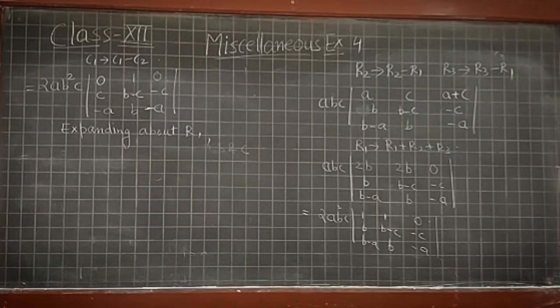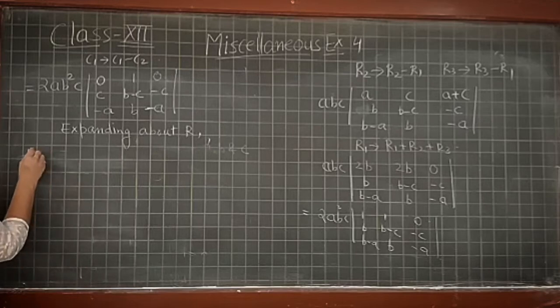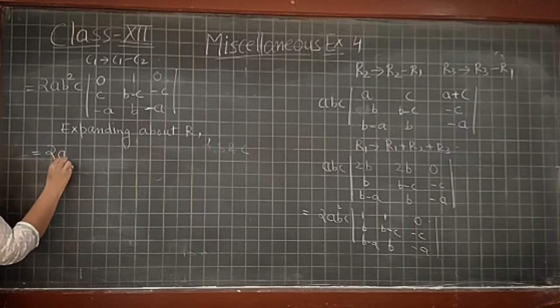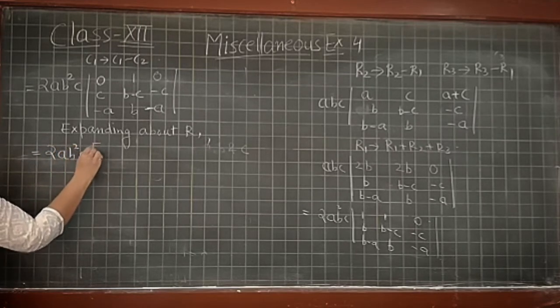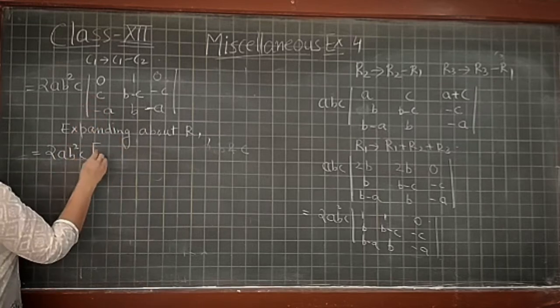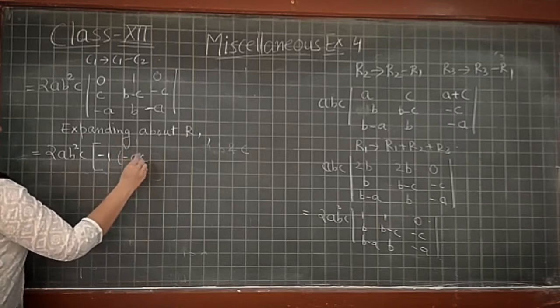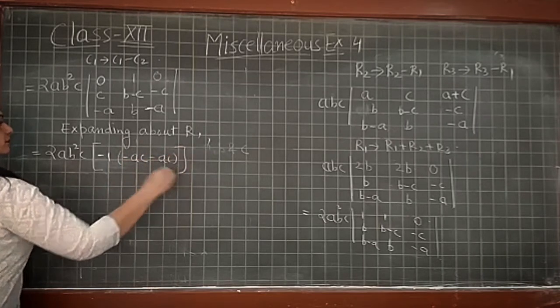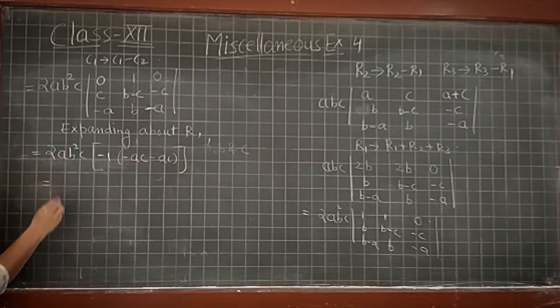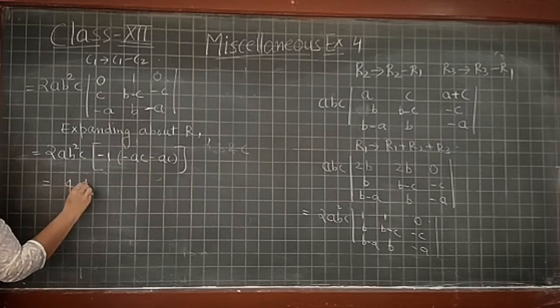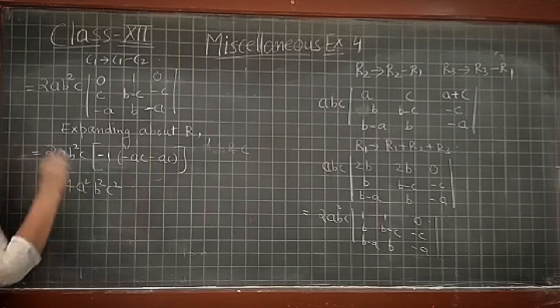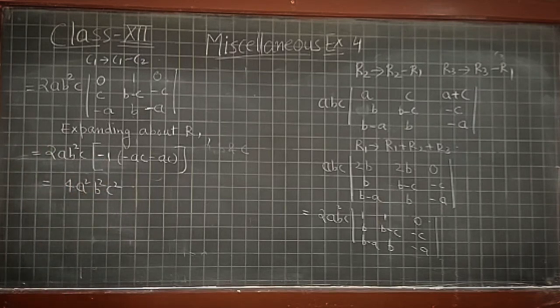So expanding about the R1, it is equal to twice of A B square C into this minus 1 into minus AC and minus AC. So that is equal to twice of AC, that means 4 A square B square C square, hence proved. Okay, so complete this question.